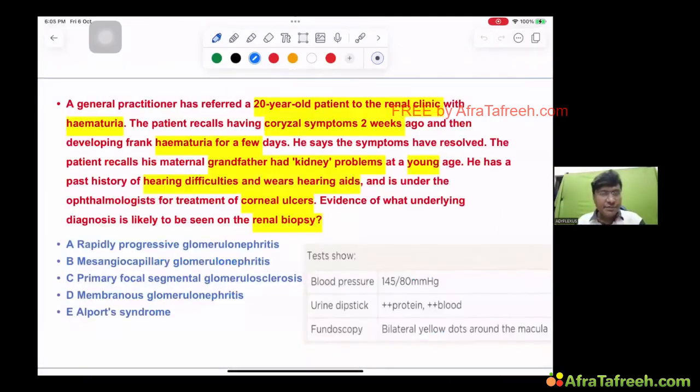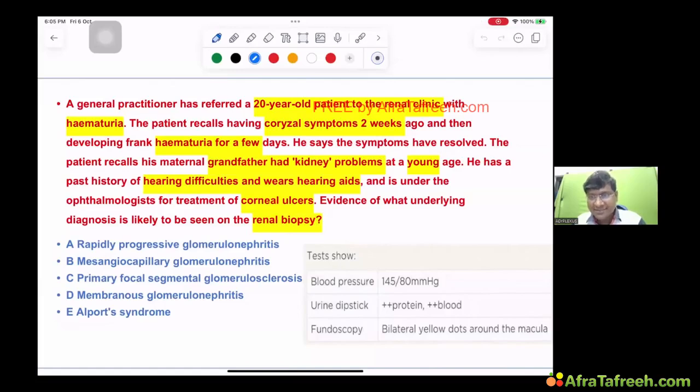A general practitioner has referred a 20-year-old patient to the renal clinic with hematuria. The patient recalls having coryzal symptoms 2 weeks ago and then developing frank hematuria for a few days. He says the symptoms have resolved. The patient recalls his maternal grandfather had kidney problems at a young age. He has a past history of hearing difficulties and wears hearing aids and is under the ophthalmologist for the treatment of corneal ulcer. Evidence of what underlying diagnosis is likely to be seen on renal biopsy?